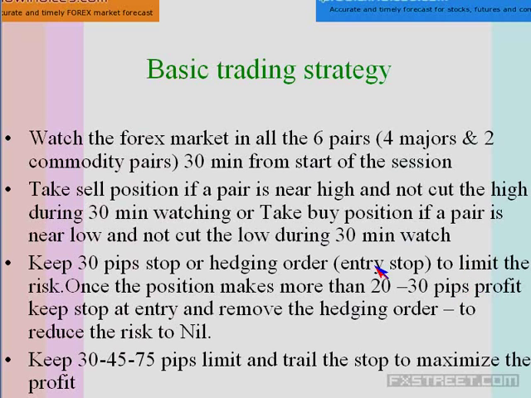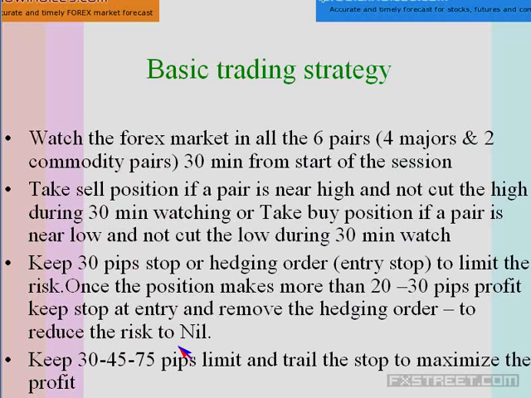I will explain in detail all the facilities and trading strategies available when you use hedging. So this is to limit the risk. Once the position makes 20 to 30 pips profit, we have to keep stop at entry and remove the hedging order. So there the hedging order is acting similar to the other stop. And if a stop is not hit and the position is making profit, we can keep the stop at the same level of entry. That is called keeping stop at entry.